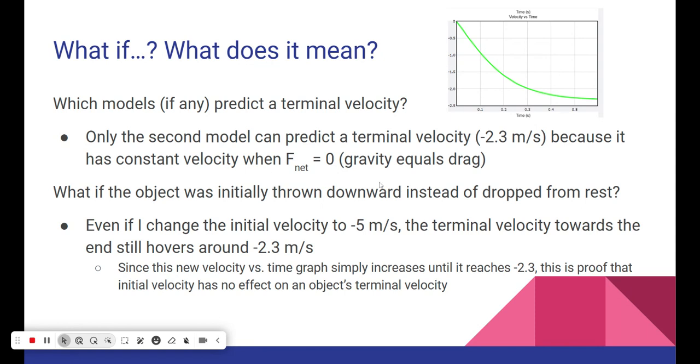And what if the object was initially thrown downward instead of being dropped from rest? Well, in that case, it would still have the exact same velocity at the end because it climbs back up to negative 2.3 meters per second no matter where it starts off. So no matter what you started with, it has the exact same terminal velocity at the end, whether thrown downwards or dropped from rest.